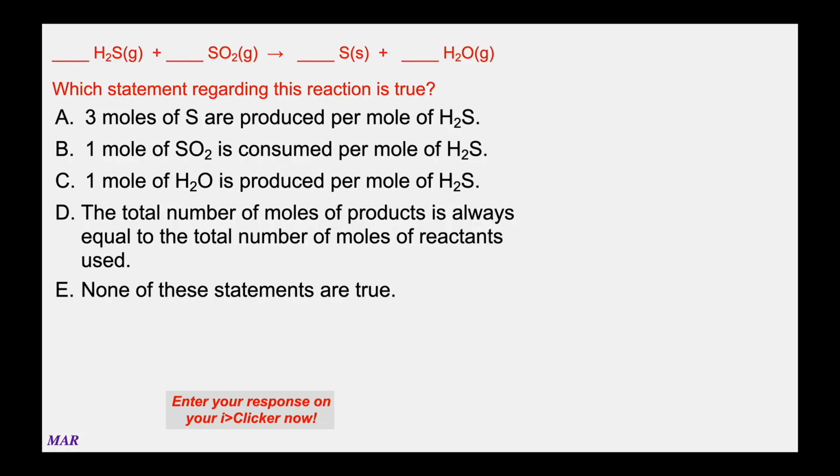This question is a question on balancing reactions, all right? And you can see up there's a reaction between H2S and SO2 to make sulfur by itself, that's elemental sulfur, plus water. And it says, what statement regarding this reaction is true? And there are 5 possible answers there.